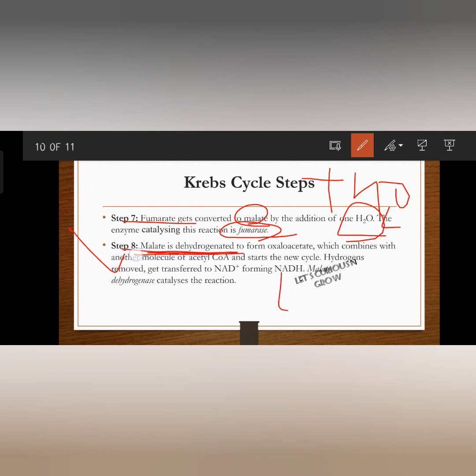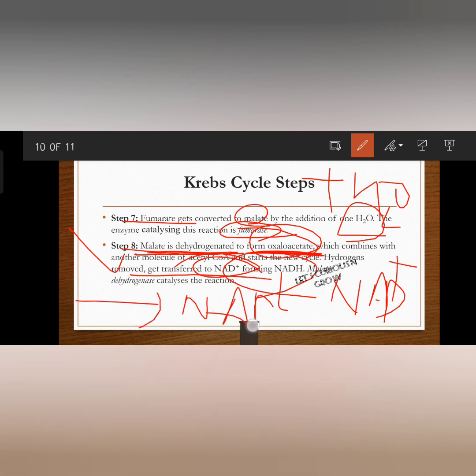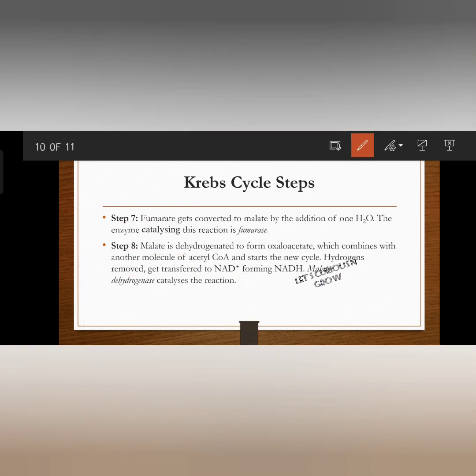In the next step, the fifth step, succinyl coenzyme A forms succinate, with the help of the enzyme succinate dehydrogenase, which is combined with FADH2. As you know previously, NAD positive will release NADH. So malate dehydrogenase catalyzes this reaction. As you know earlier, NAD positive forms NADH, so malate dehydrogenase catalyzes this reaction.